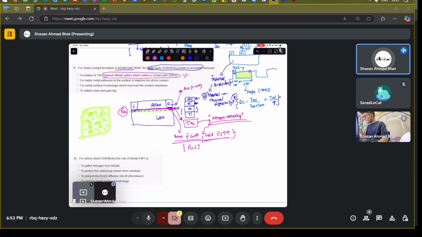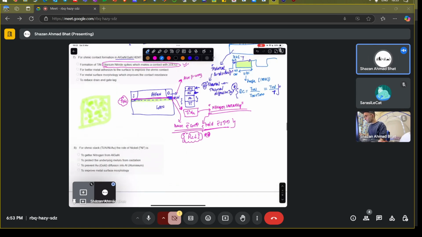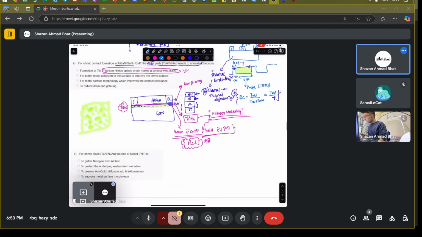For making better contacts and reducing the contact resistance, you do this particular stacking in order to create a high concentration of electrons near this region so that you have a lower contact resistance. Now, what are the other options? Better metal adhesion to the surface to improve ohmic contact, metal surface morphology which improves contact resistance, or reducing the gate drain lag?